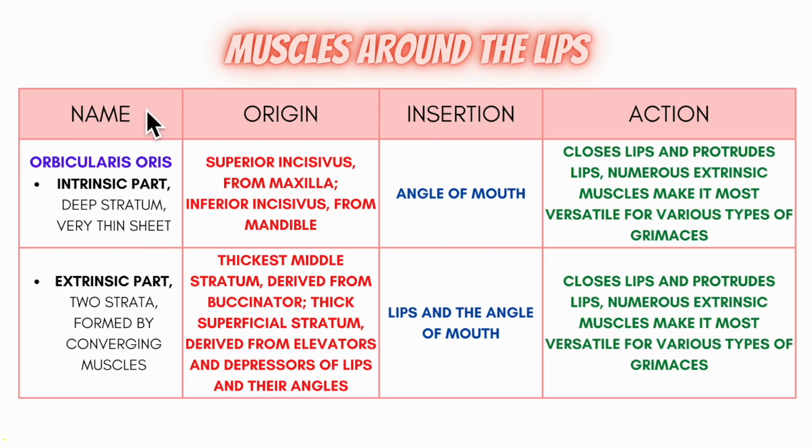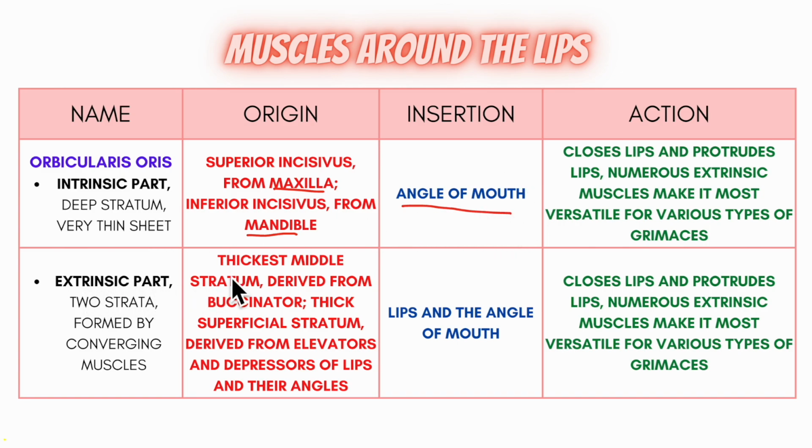Now, let's concise the name, origin, insertion and action of the muscles that we learned around the lips or the mouth. The first was the orbicularis oris. We learned that it has an intrinsic part and an extrinsic part. The intrinsic part has a superior incisivus and inferior incisivus. The superior incisivus originates from the maxilla. The inferior incisivus originates from the mandible. They insert at the angle of the mouth.